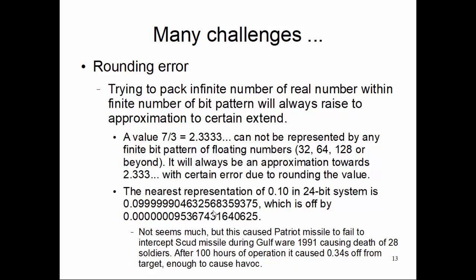After 100 hours of operation of that monitoring system, the accumulation was so much that it caused a 0.34 second offset from the target, which caused havoc. So this is a real life implication that you need to understand when you are programming, and we need to take care of this rounding error, with what is called result tuning. If you know your algorithm can accumulate errors, you basically, from time to time, at a certain frequency interval, tune up your value so that you offset this accumulation of rounding errors.